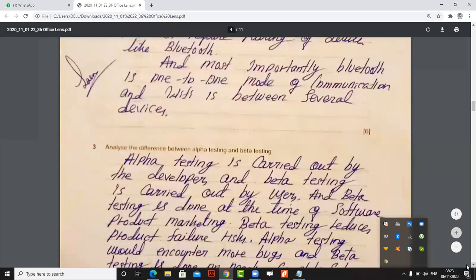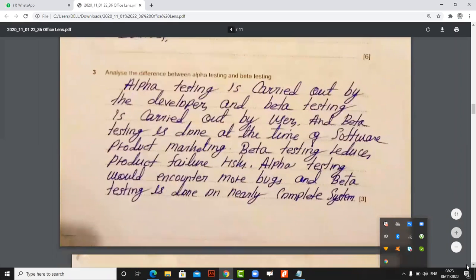Okay. Analyze the difference between alpha testing and beta testing. ठीक है. I was very much disappointed. They weren't able to do it really very well. I was expecting very good. Anyway, alpha testing is carried out by the developers and beta testing is carried out by users. And beta testing is done at the time of the software product marketing. Beta testing reduces product failure risks. Alpha testing would encounter more bugs, and beta testing is done on nearly complete systems.